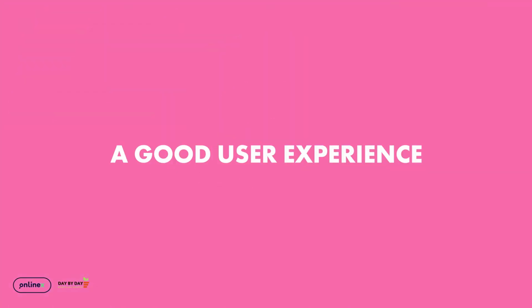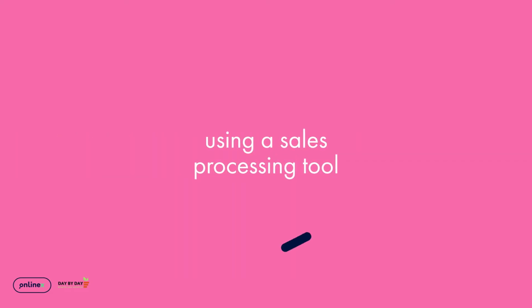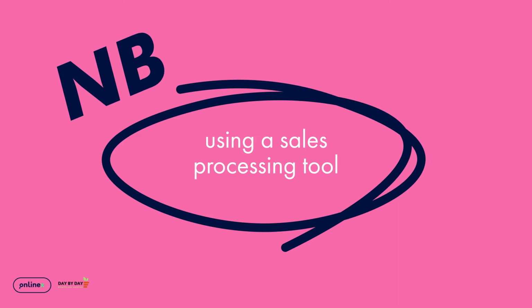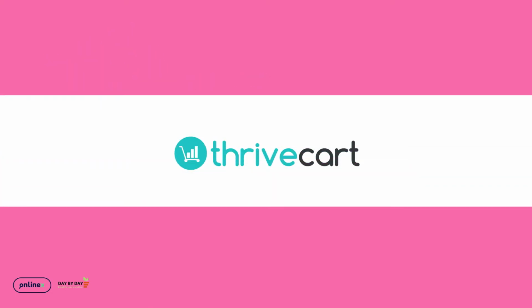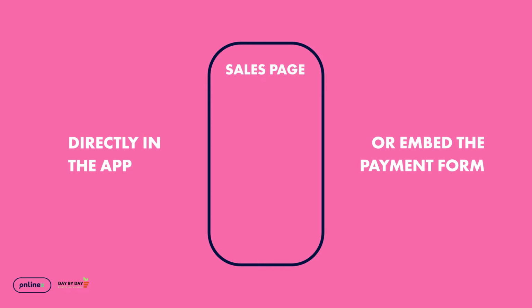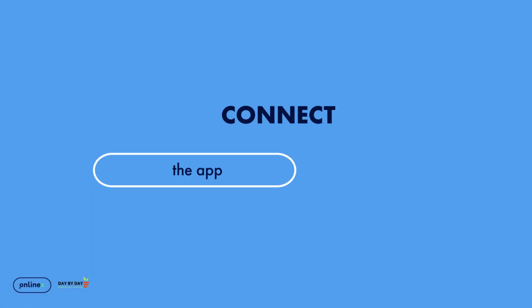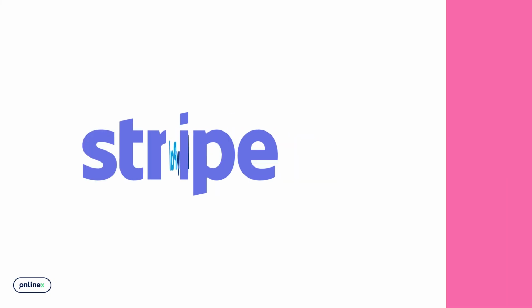A good user experience will not have the user add their details twice. This is why using a sales processing tool is so important. There are a few options out there. I recommend using ThriveCart. You can create the sales page directly in the app or embed the payment form on your landing page in a different app. You will need to connect the app to a payment processor such as PayPal, Stripe, or a couple of others.